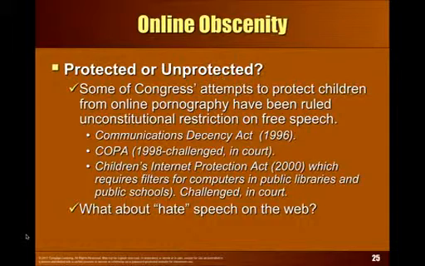All right. And then, basically there's a whole lot of things that you can say and see on the internet that you couldn't do in this room, including hate speech. There's all kinds of sites that you could find out there.